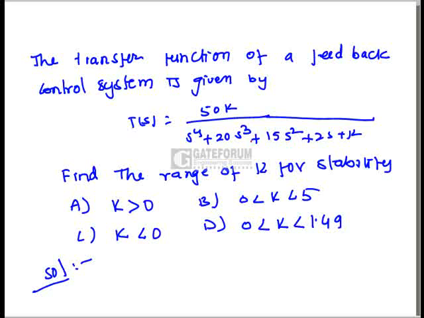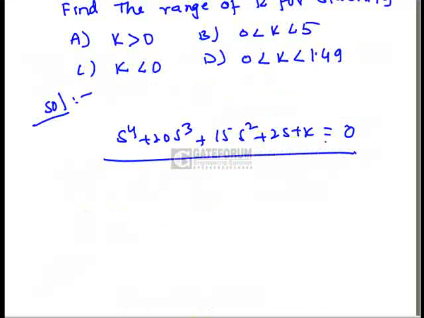Next, after finding the transfer function, we have to find the characteristic equation of the system. What is the characteristic equation? The denominator part of the transfer function is nothing but the characteristic equation. Here the denominator is S power 4 plus 20s cube plus 15s square plus 2s plus k, and this is equal to 0. Now this is our characteristic equation.